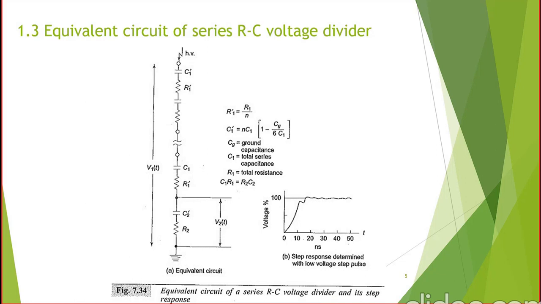As shown in the diagram of the RC voltage divider, CG is the ground capacitance. C1 is the total series capacitance. C1 dash is equal to N C1 in bracket 1 minus CG divided by 6 C1. If we are going to use the RC potential divider, definitely we have to include step response. Next slide.